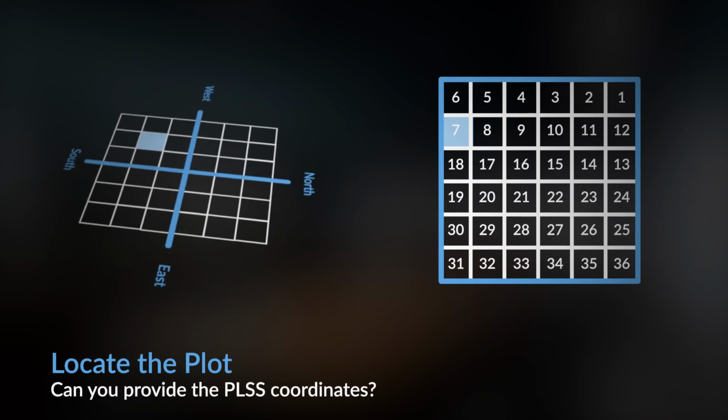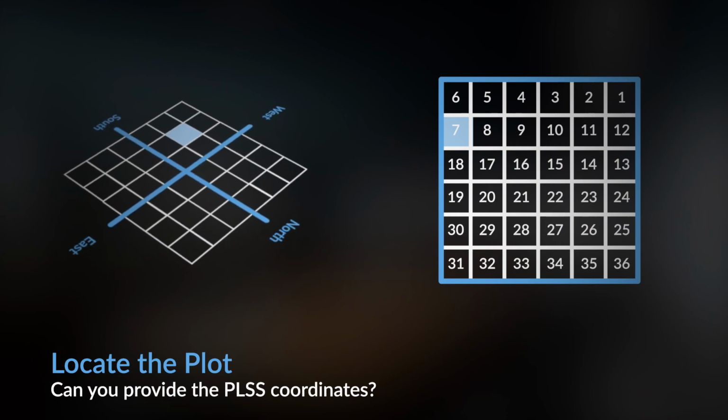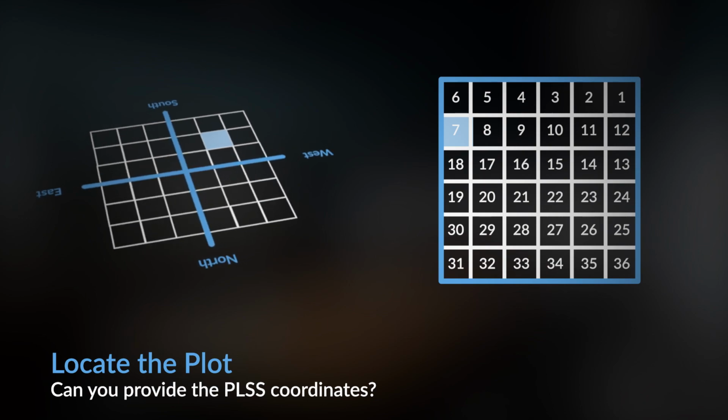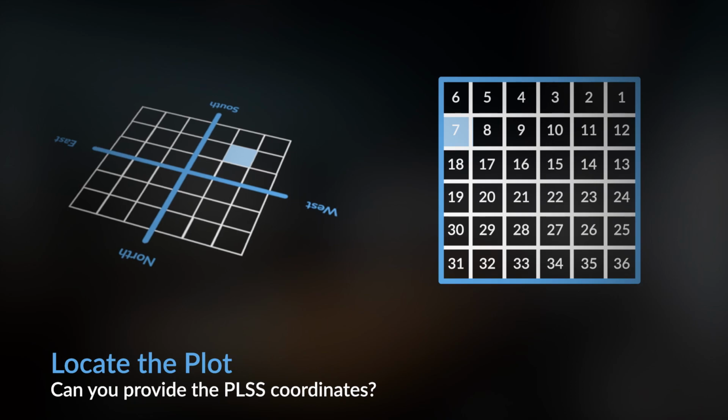I'd recommend that you pause the video and try to locate it for yourself. Okay, did you figure it out? If you said 6th Principal Meridian, Township 2 South, Range 2 West, Section 7, you were right. If not, that's okay. Just keep practicing.